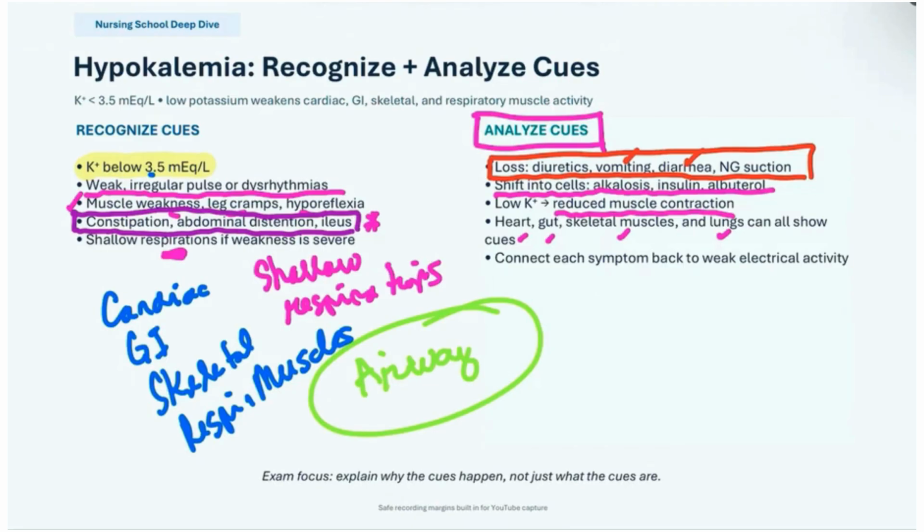Now that you can recognize the cues and explain why they are happening, the next question you have in mind is which of these problems could harm the patient first, and what are you going to do about it?